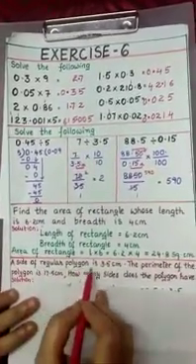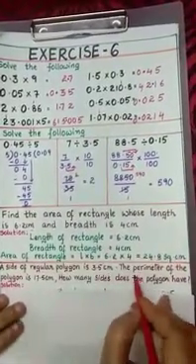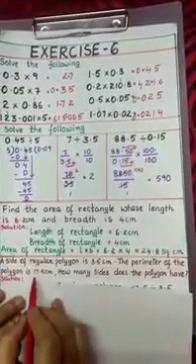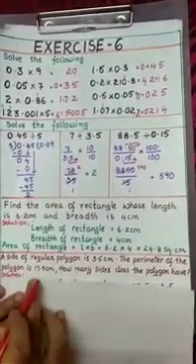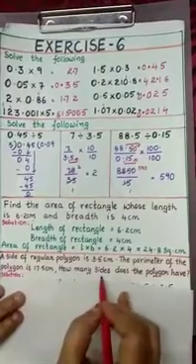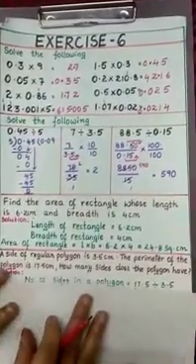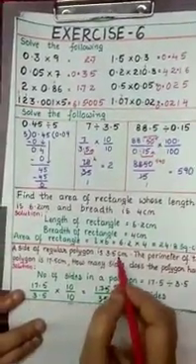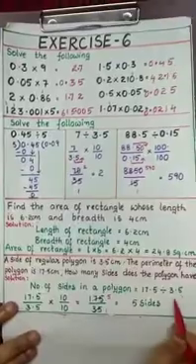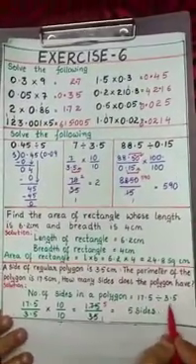So for the regular polygon, a side is given as 3.5 centimeters and the perimeter of the polygon is given as 17.5 centimeters. Perimeter means the total length of the boundary. Now you have to find how many sides the polygon has. To find the number of sides, you have to divide the perimeter by each side of the polygon. It is 17.5 divided by 3.5.